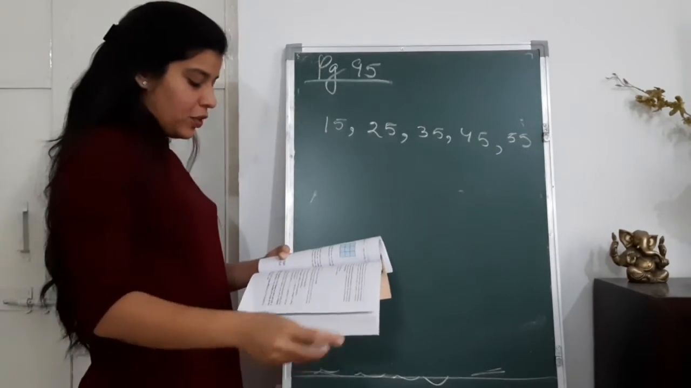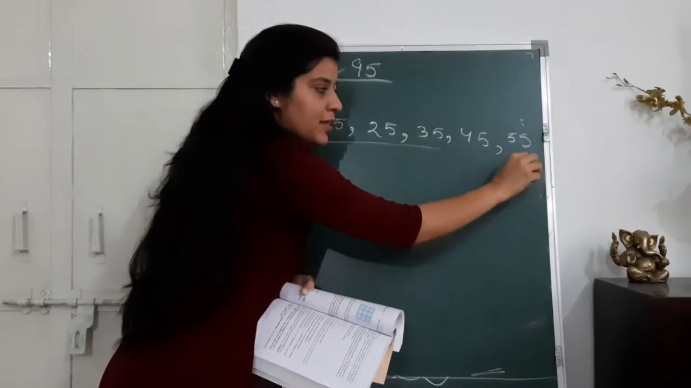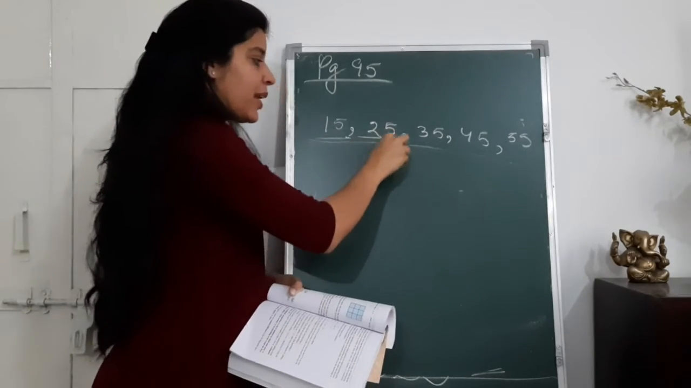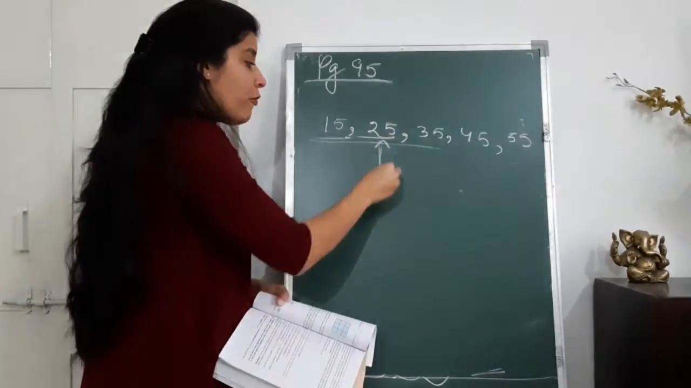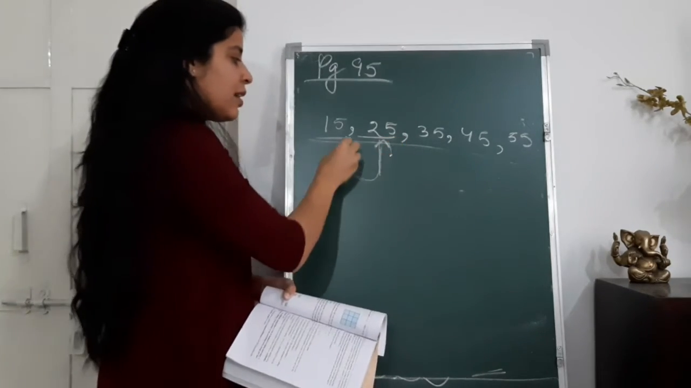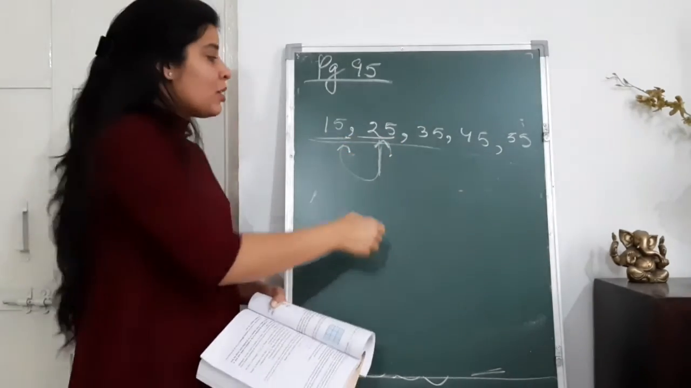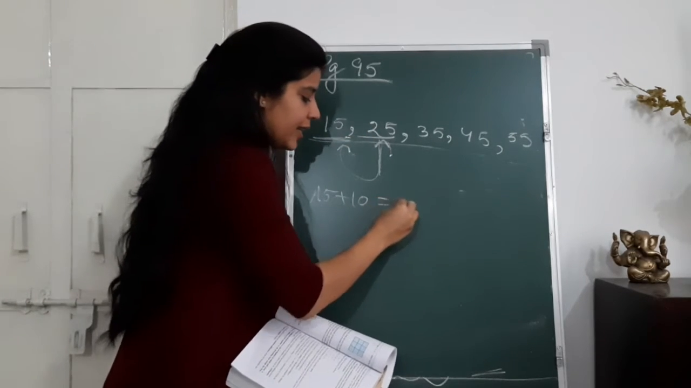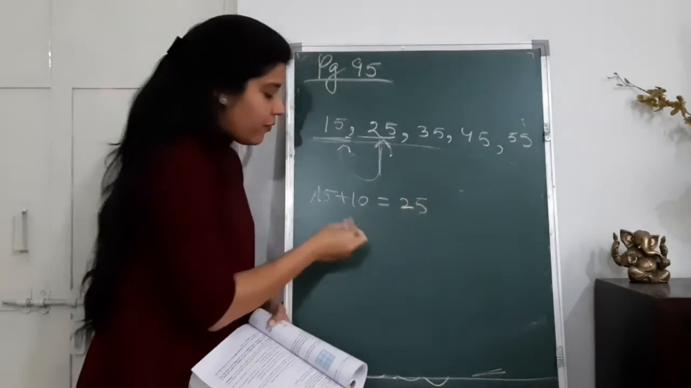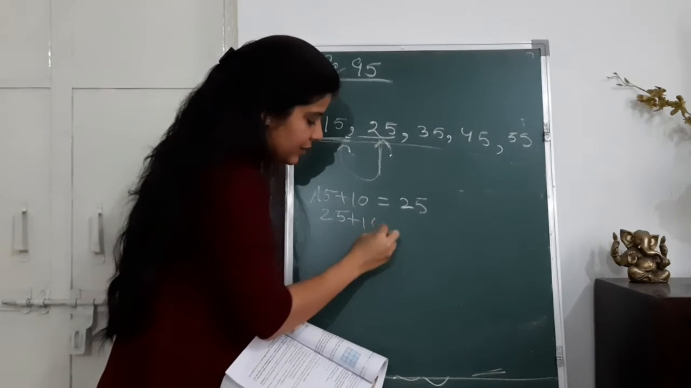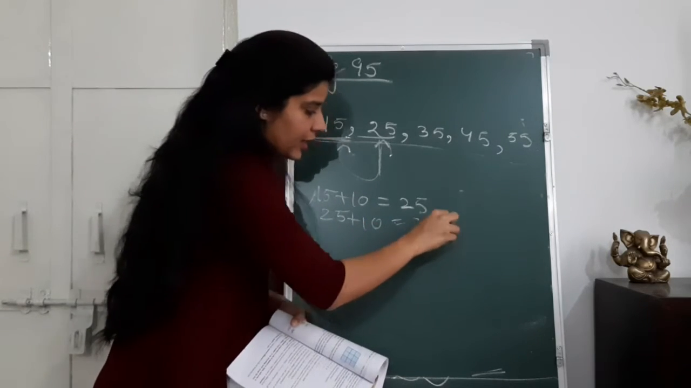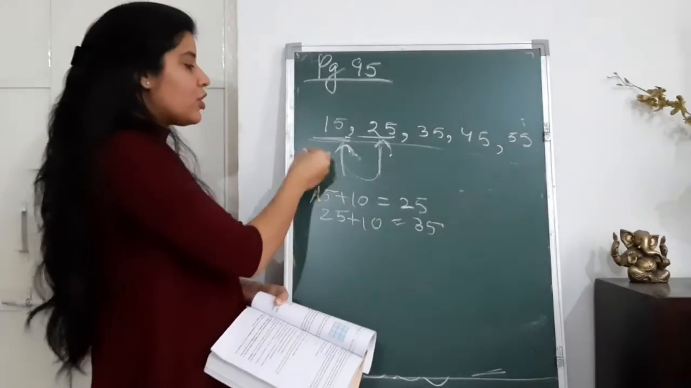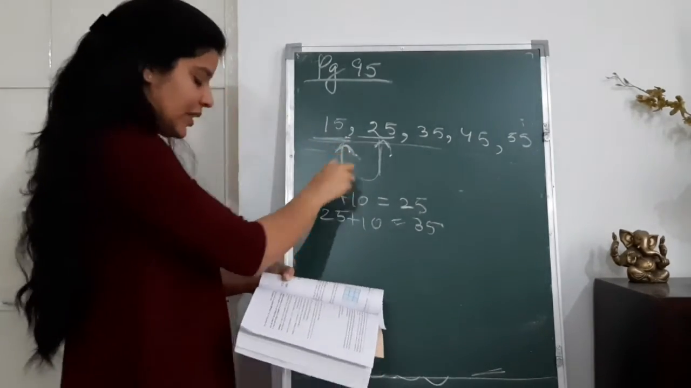So in this case, this is a list of numbers in which each term is obtained by adding a fixed number to its preceding term. So this is the first number. When you add 10 to this, you get 25. When you add 10 to this, you get 35. Except the first one, because the first one is the number which is already given in the series.